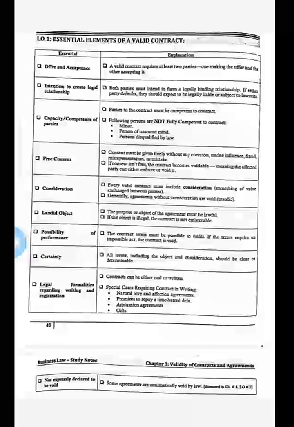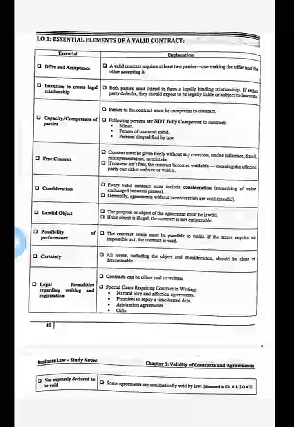So we have covered so far offer and acceptance. A valid contract requires at least two parties, one making the offer and the other accepting it. If there are two parties, certainly they will pay some consideration, and that will be the agreement. An agreement that is enforceable by law is a contract. I hope you understood offer and acceptance and its explanation.